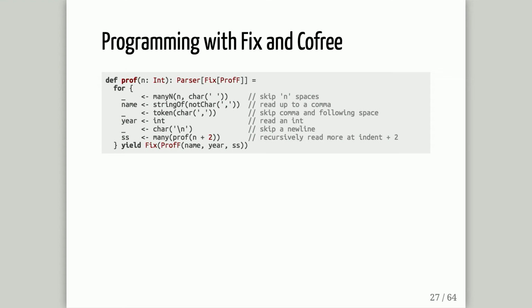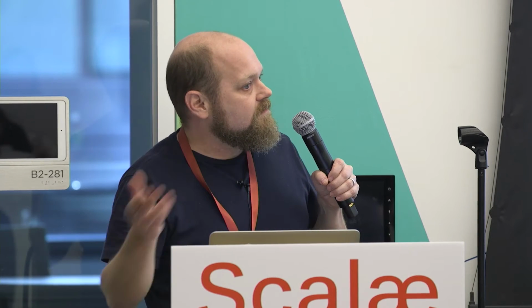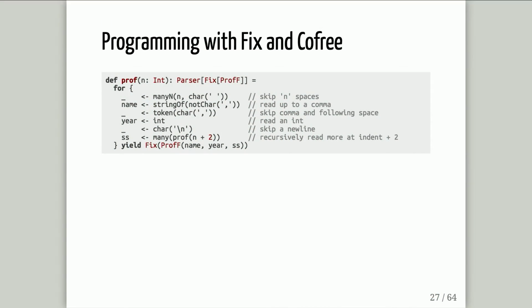This is using a parsing library called Atto, but it would look the same using Haskell's QuickParse library or really any other monadic parsing library. So what are we going to do? The idea here is this will parse a Fix of ProfF at some given indentation. We're going to skip the initial indentation, read the name, skip the comma and the space, read the year, skip a newline, and then the magic part is we call ourselves recursively and read many of these things at an increased indentation.